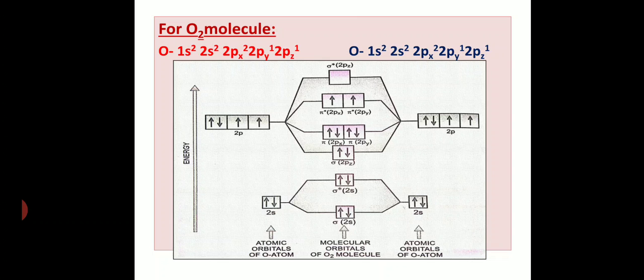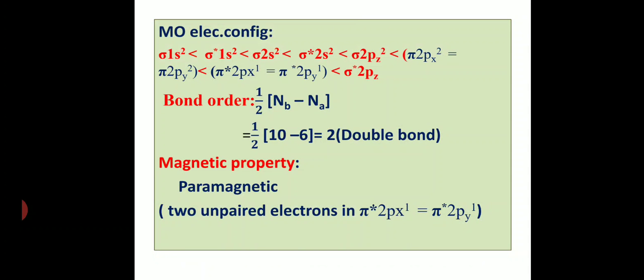Now bond order is 1/2 into 10 minus 6, so the answer is 2. It means the oxygen molecule has a double bond. This substance is a paramagnetic substance because it has two unpaired electrons in the antibonding molecular orbitals, pi star 2px1 and pi star 2py1.